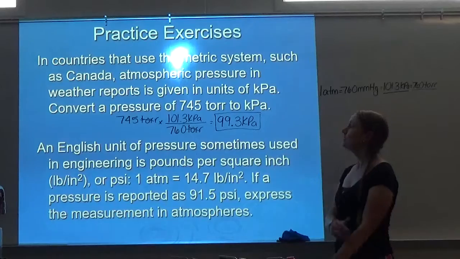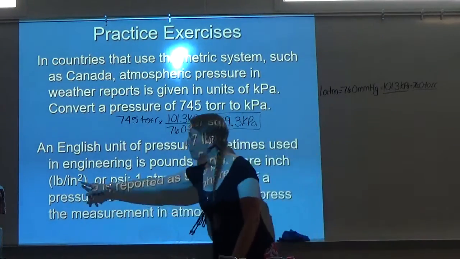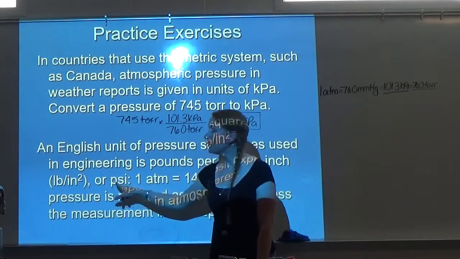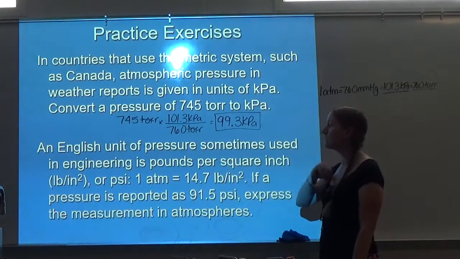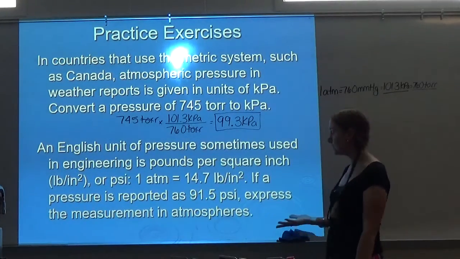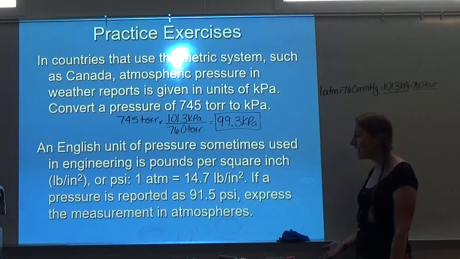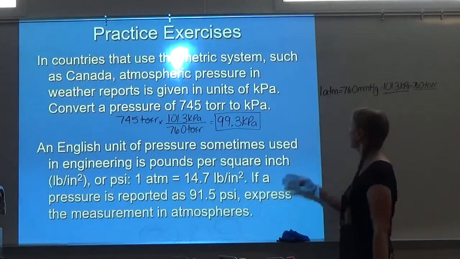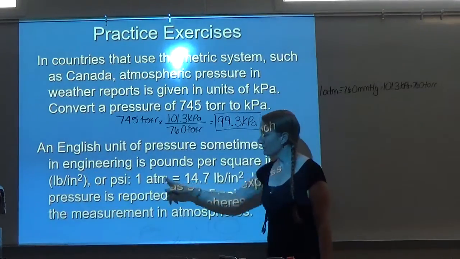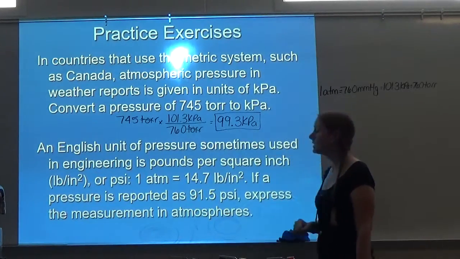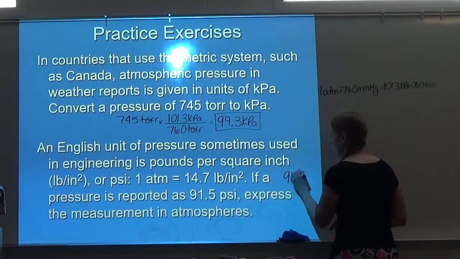It says an English unit of pressure sometimes used in engineering is pounds per square inch, which they'll abbreviate as PSI. Well, 1 atmosphere equals 14.7 PSI, or pounds per square inch. If a pressure is reported as 91.5 PSI, express this in atmospheres. Okay, so I don't need to use the table for this problem because they gave me the conversion factor right here. 1 atmosphere is 14.7 PSI. But we're starting with 91.5 PSI.